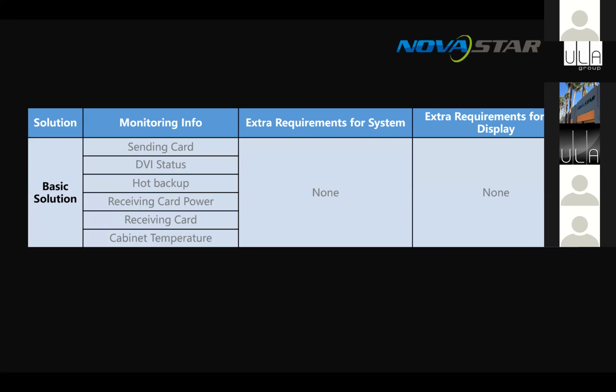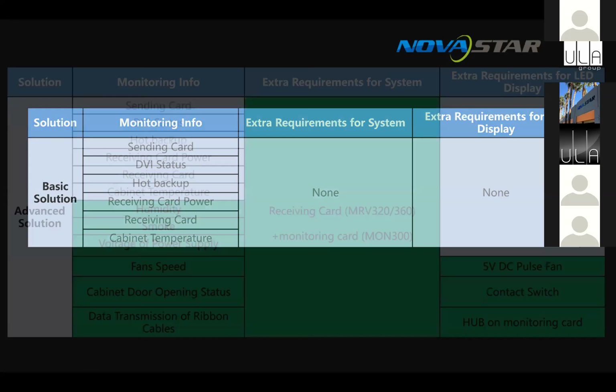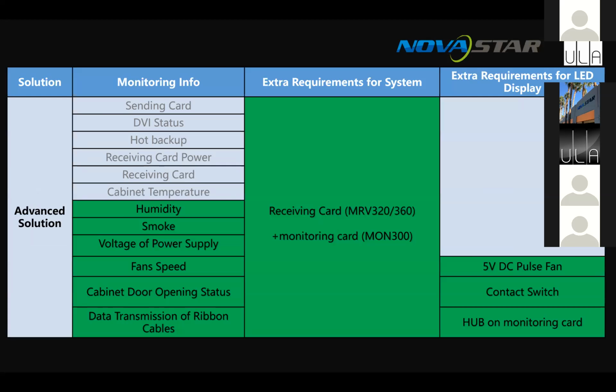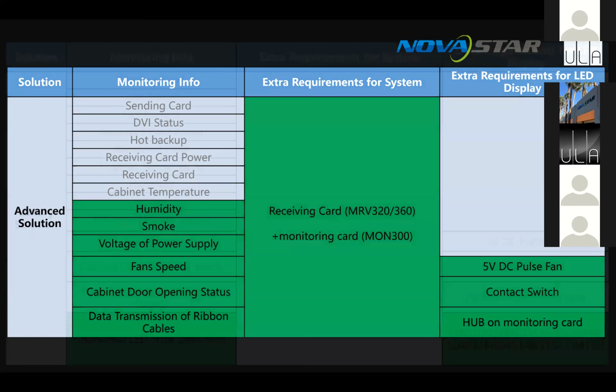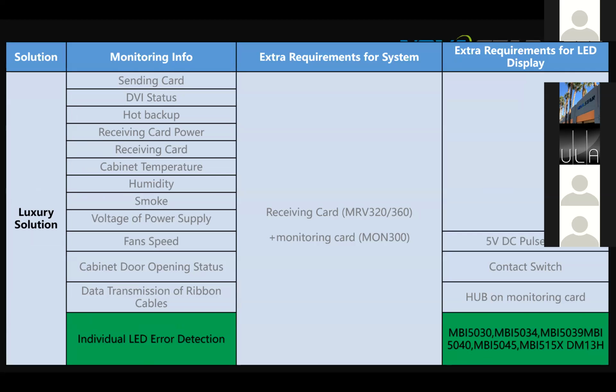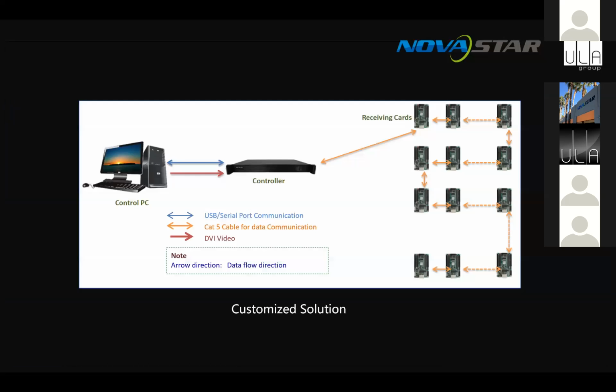As I said, you get the basic solution with every receiver card. The advanced solution, you're going to get some humidity, a few extra bits and pieces. And then if you go the individual error detection, you need some special type of ICs in your modules that feed back to your monitoring card. There's also other customized solutions that can be worked out with your manufacturer, but normally they're the standard sort of things that you get there. So only some might have it.